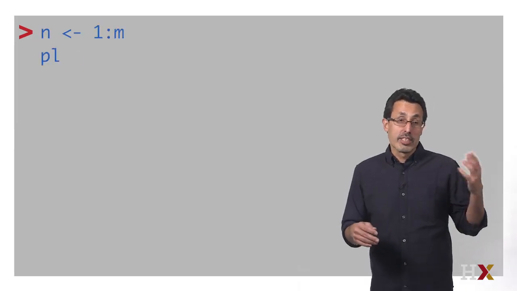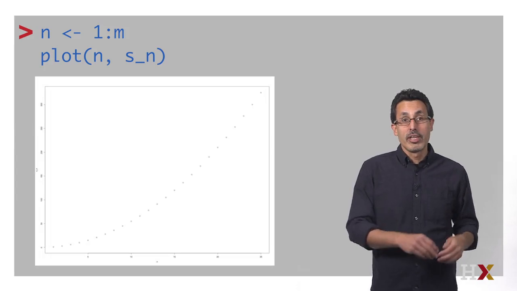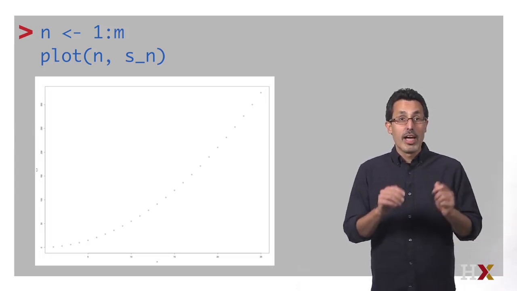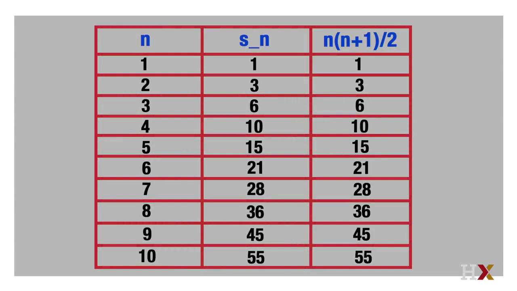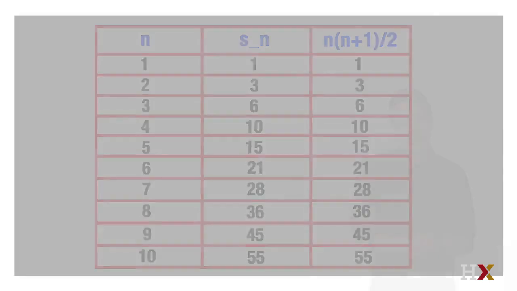We can check to see if we did this right by, for example, making a plot. So here I'm plotting n versus s_n. From the plot, we notice that it appears to be a quadratic, so we're on the right track with our formula. To check specifically if we're getting the right answer, we can simply print out the results from our loop and the results from using the formula, and we see that we get the same answers.